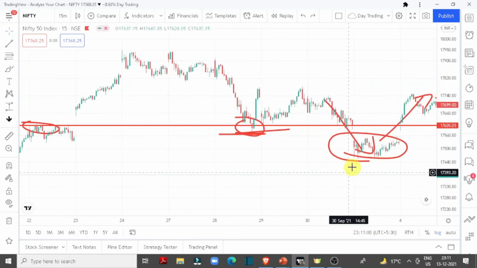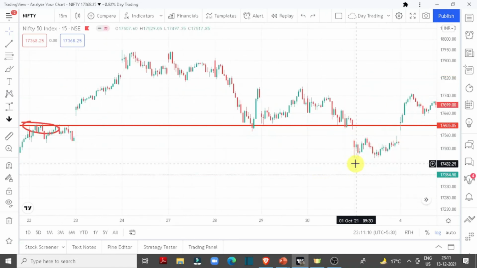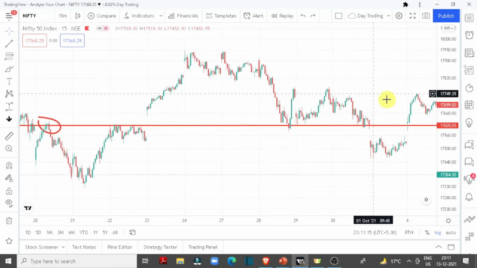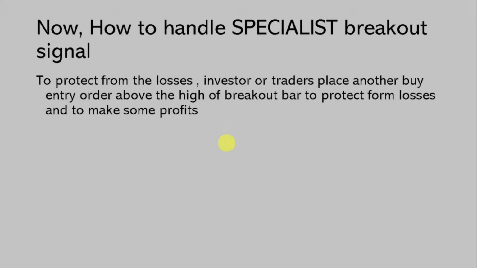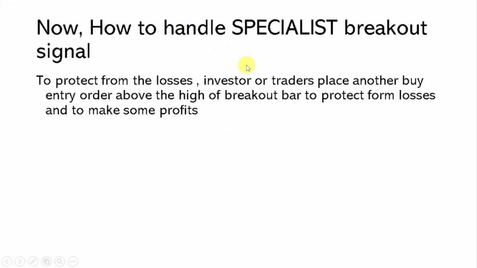We have talked about what a specialist breakout is. Now the question is, how do we take advantage of that, or how do we protect ourselves from this specialist breakout? So let's look at that as well. Now, how to handle a specialist breakout? To protect against the loss, investors or traders should place another buy order above the high of the breakout to protect from losses and to make some profit. I should have written "above". I wrote "from" over there, so it's a mistake.